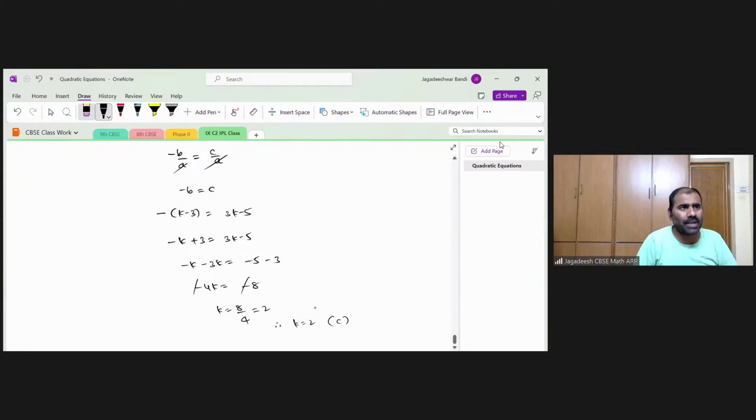I'll write the option also in the bracket. So this is also one of the important models for AM1. If you can, try the other problems. If not, we'll solve the rest of the problems in tomorrow's class.